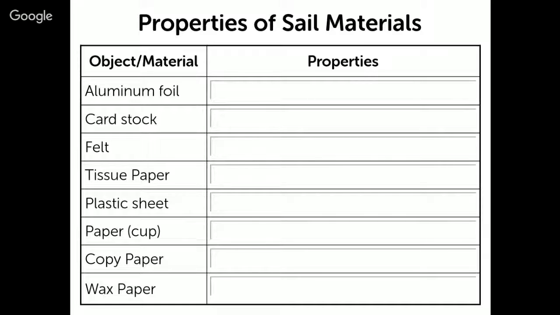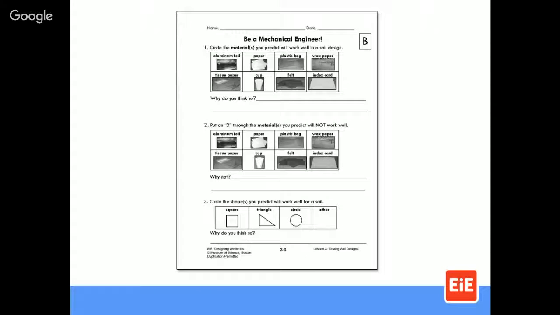So after the chart is completed, you then start thinking about which of these properties might be important in making a good sail and which ones are unimportant. Things like color are not going to be important for designing your sail. Which materials you think would be good to use, and what shape of sails. So starting to think about now building a sail from these materials. In the classroom, we have handouts that go along to help guide students with that thinking. So circling or crossing out the materials that they think will work well and will not work well, and also making predictions about the shape.